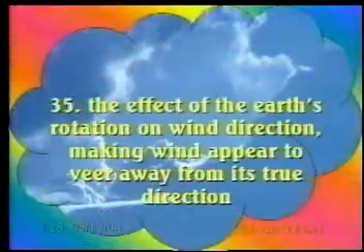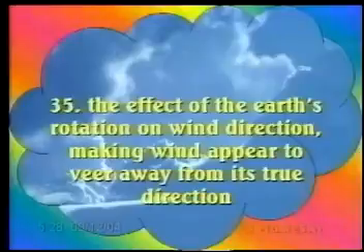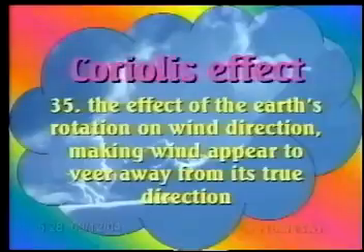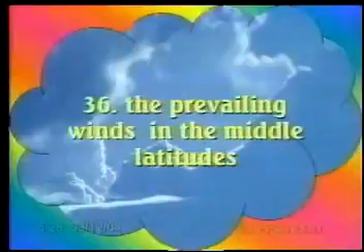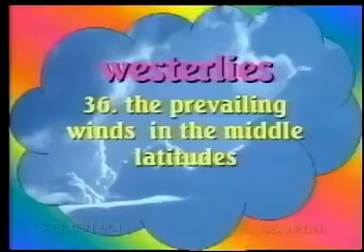Number 35, the effect of the Earth's rotation on wind direction, making wind appear to veer away from its true direction. All right, we talked about that one a great deal. That is the Coriolis effect. Number 36, the prevailing winds in the middle latitudes. The middle latitudes are going to be the westerlies. The westerlies.